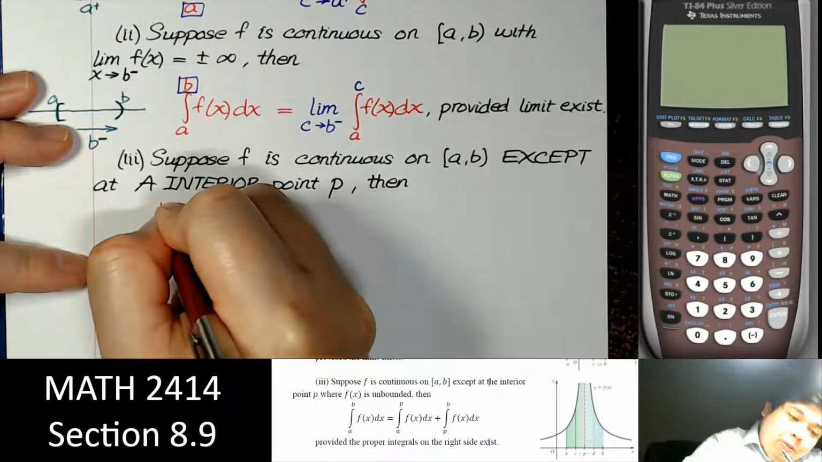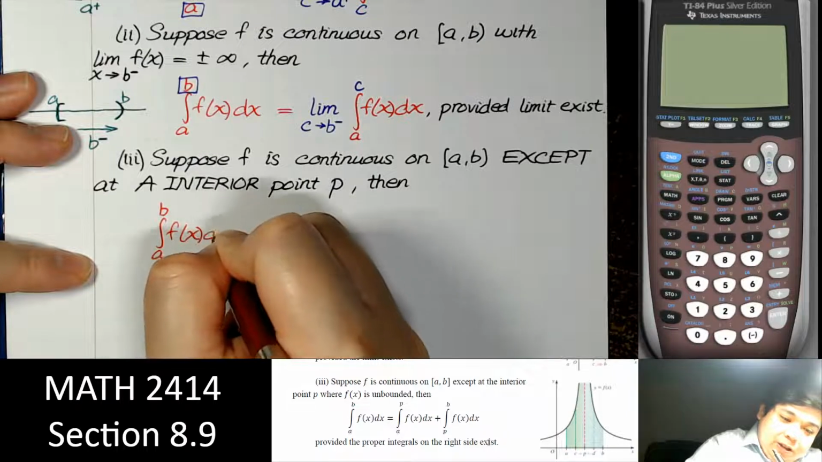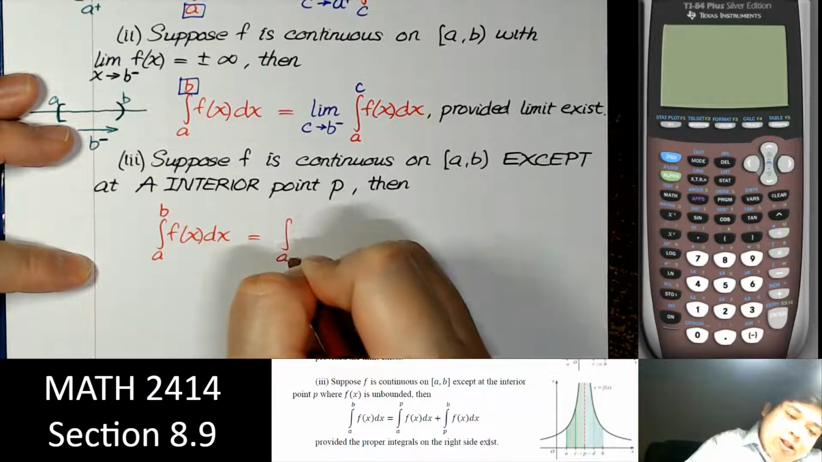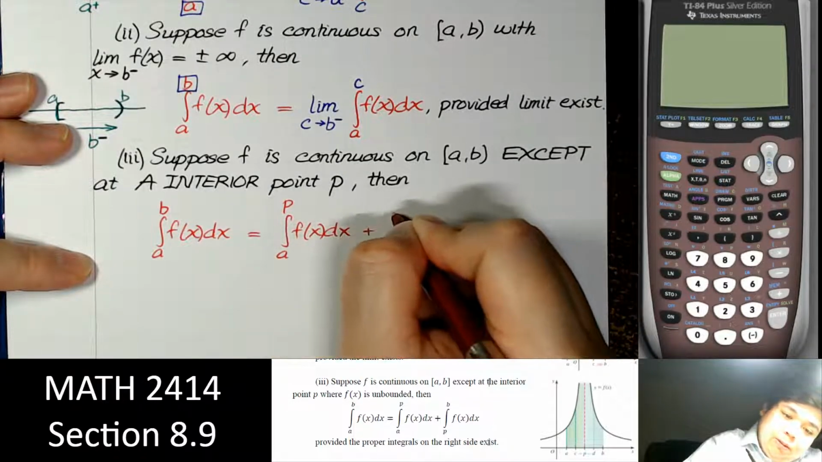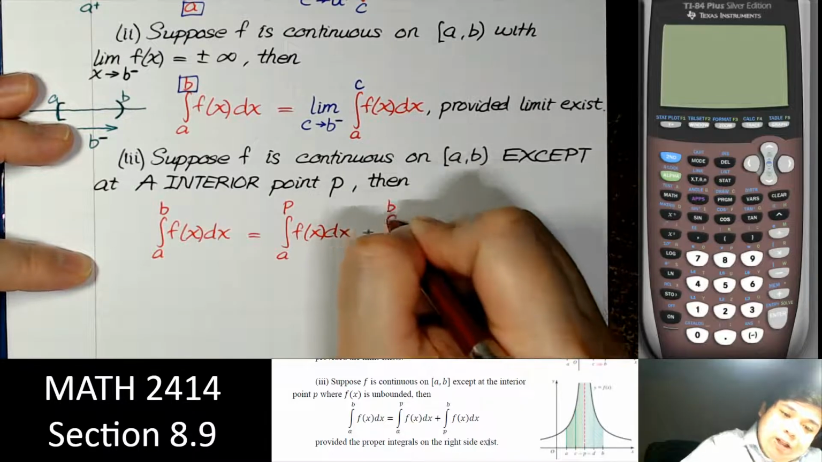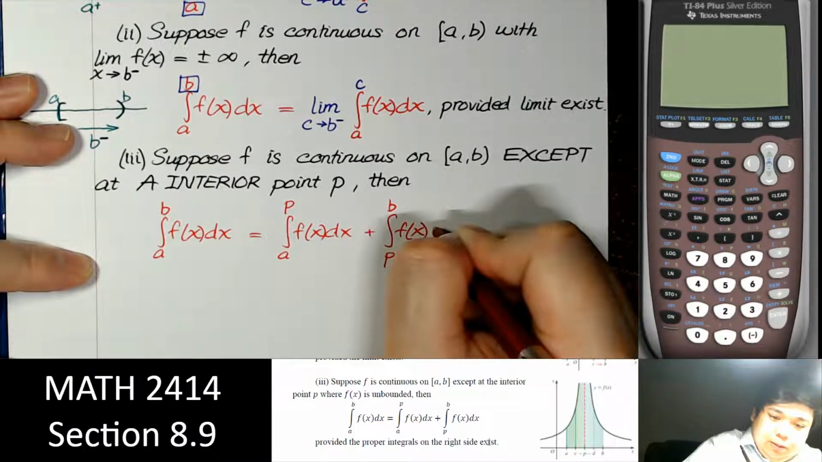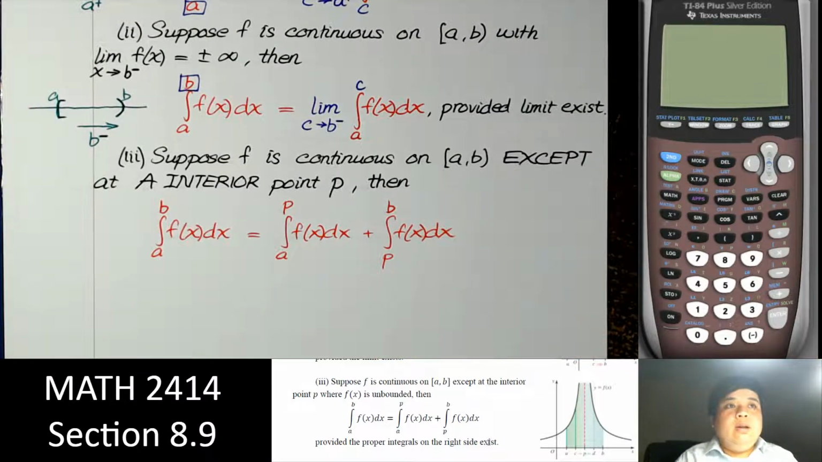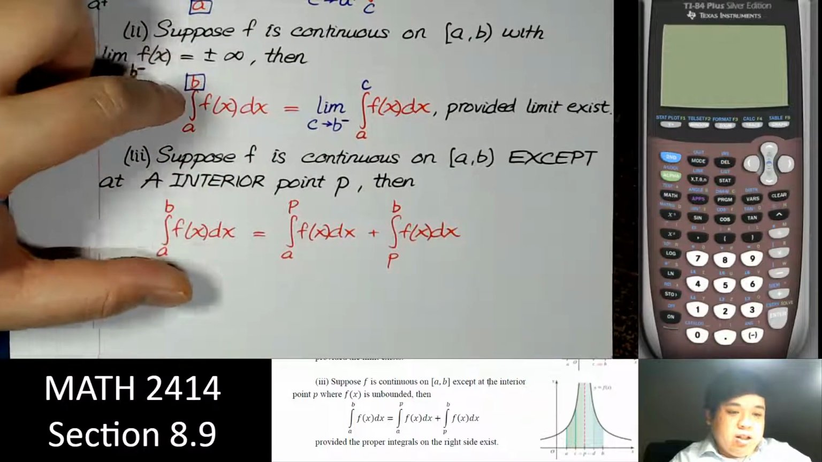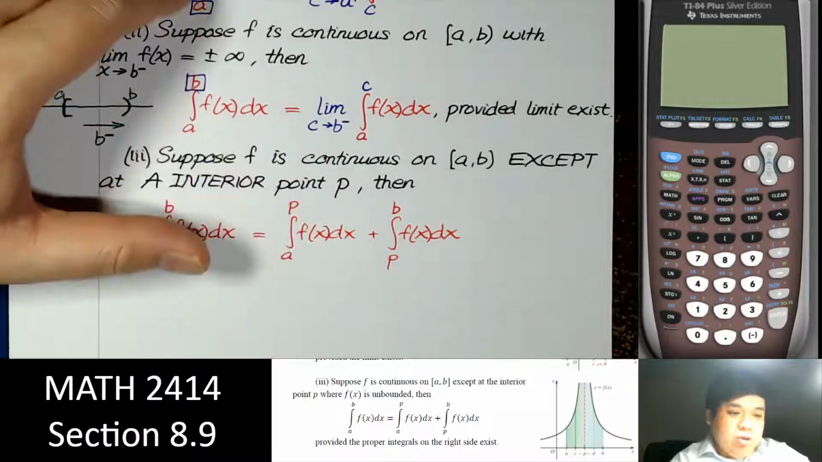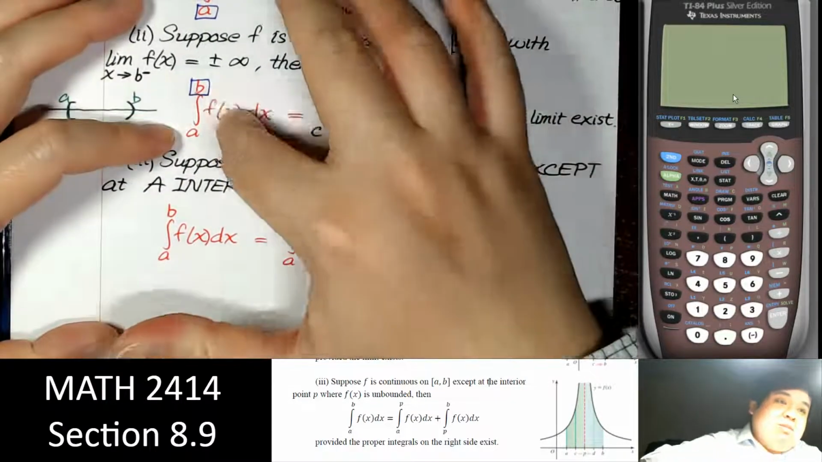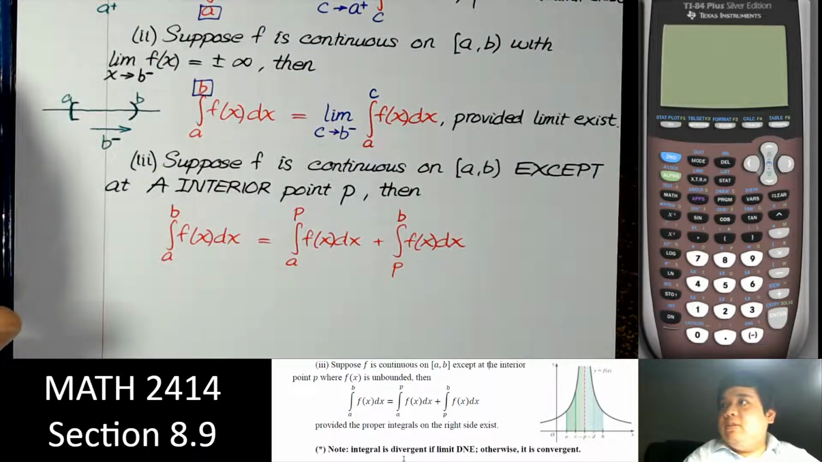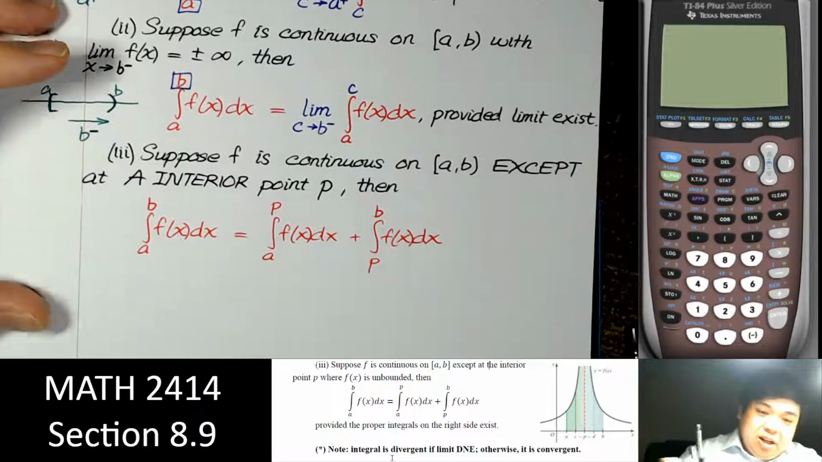If there's some problem in the middle, you just have to split from A to that point, and from that point to B. And of course, now this will replace into this, and that into that. So pretty much we have to split, and then both of these become those two. And of course, provided the limit exists.